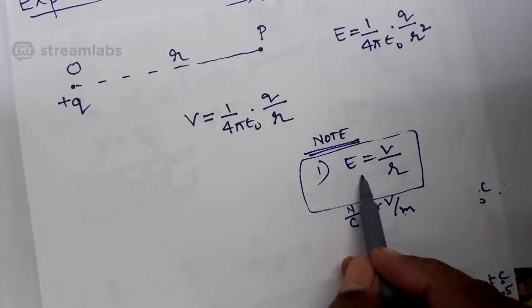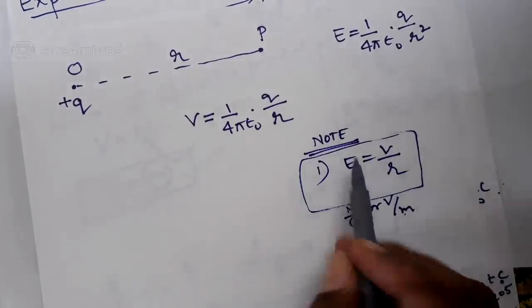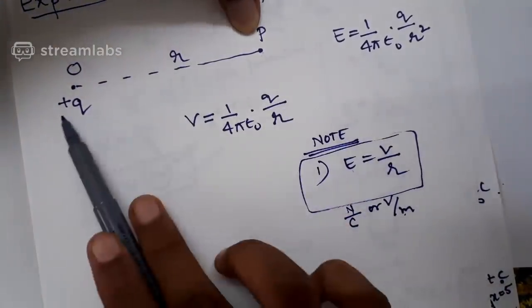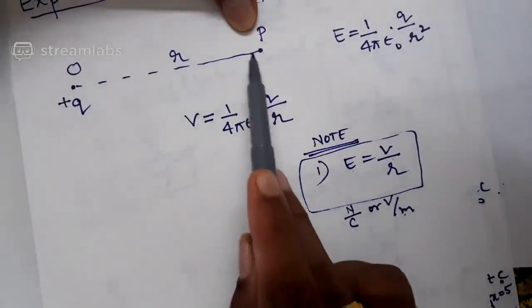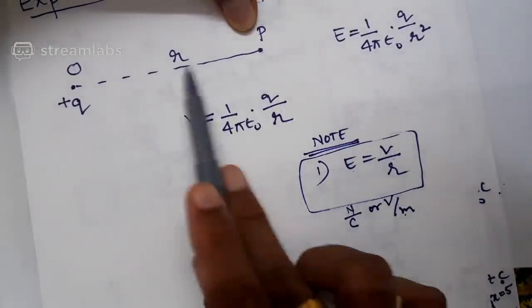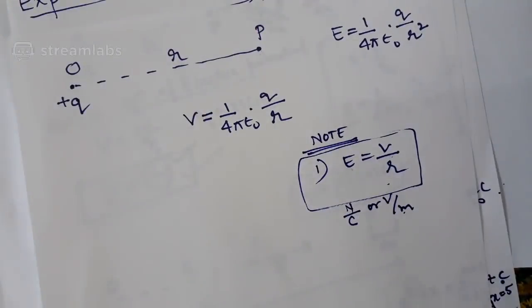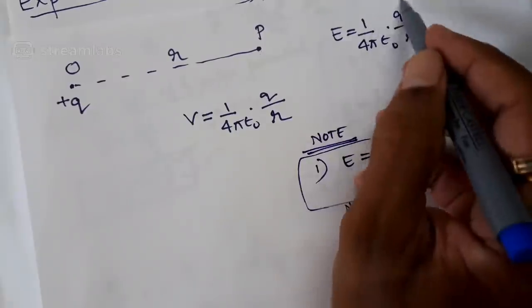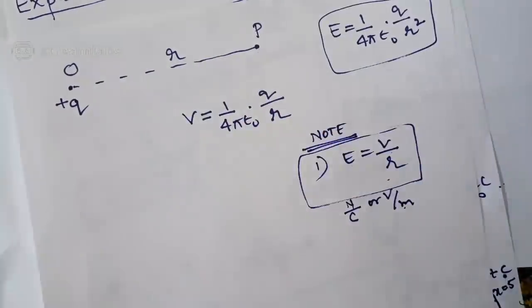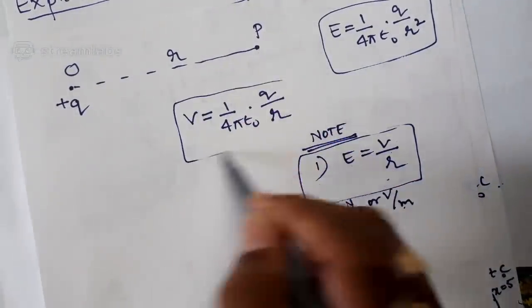This relation is valid under the condition that here E is the electric intensity at point P due to a plus q charge, and V is the electric potential at the point due to a plus q charge, where that point is at a distance r from the plus q charge. Electric intensity is a vector. Electric potential is a scalar.